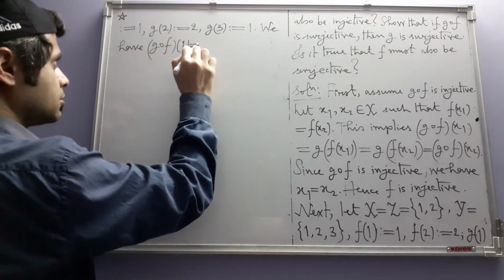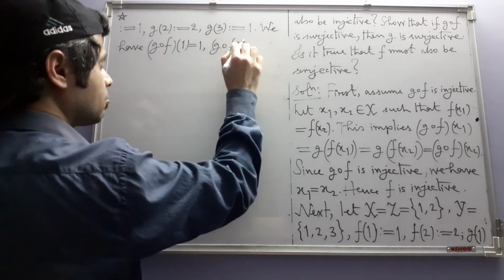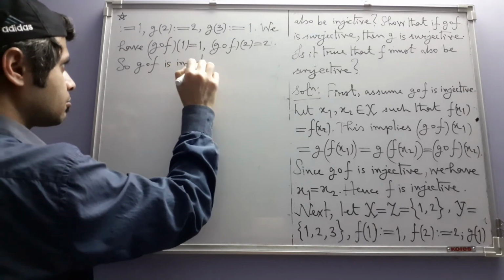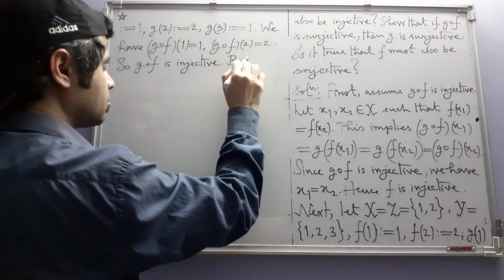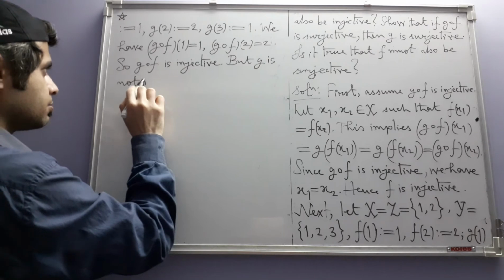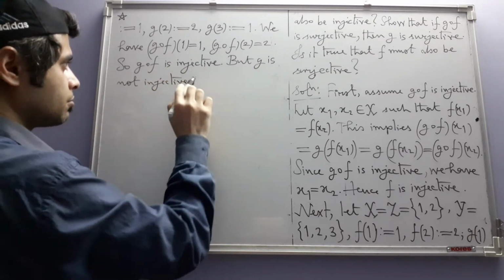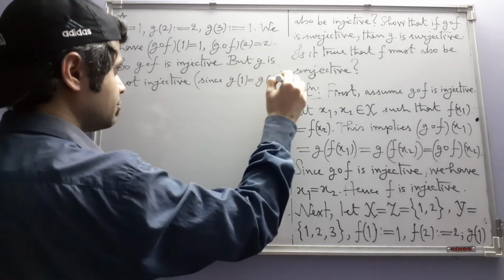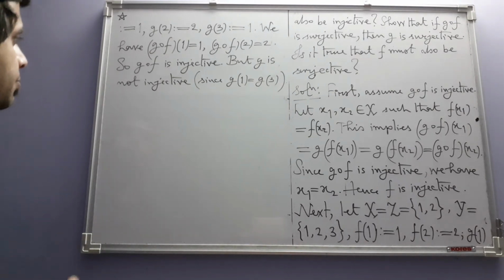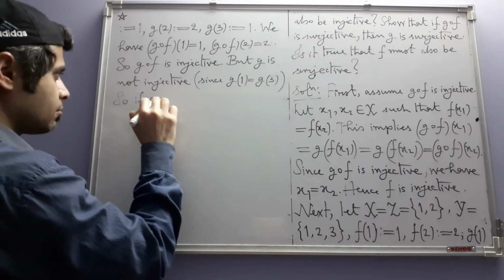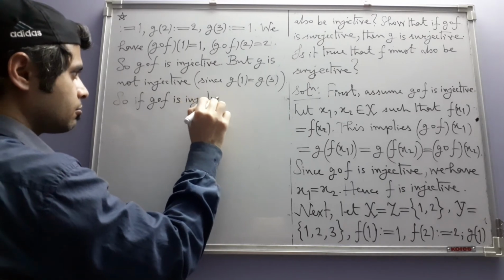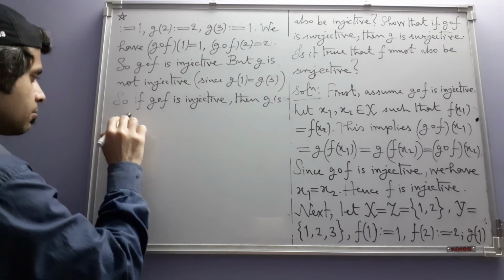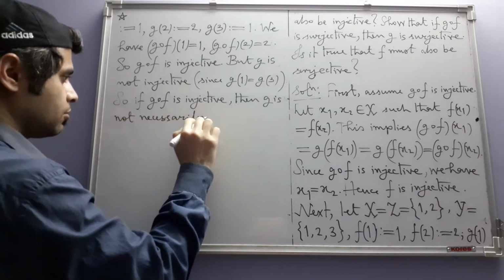G composition F of 1 is equal to 1. So this is injective, but G is not injective, since G of 1 is equal to G of 3, although 1 and 3 are different elements in the domain of G. So, if G composition F is injective, then G is not necessarily injective.